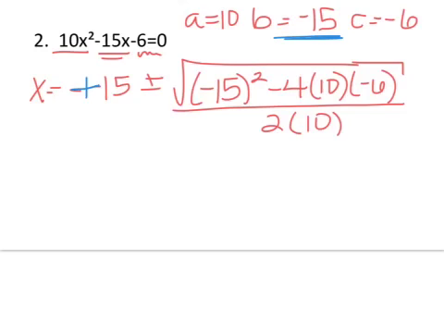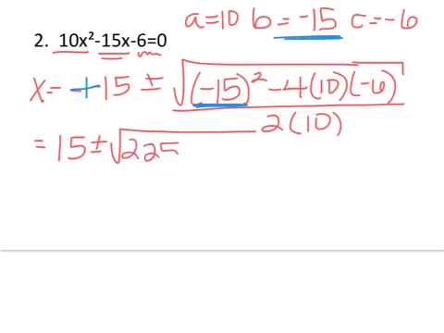Alright, so we have 15 plus or minus negative 15 squared. A negative times a negative is a positive. When you square this number, it should always be positive. That will give us positive 225. Negative 4 times positive 10 times negative 6 will give us a positive 240.